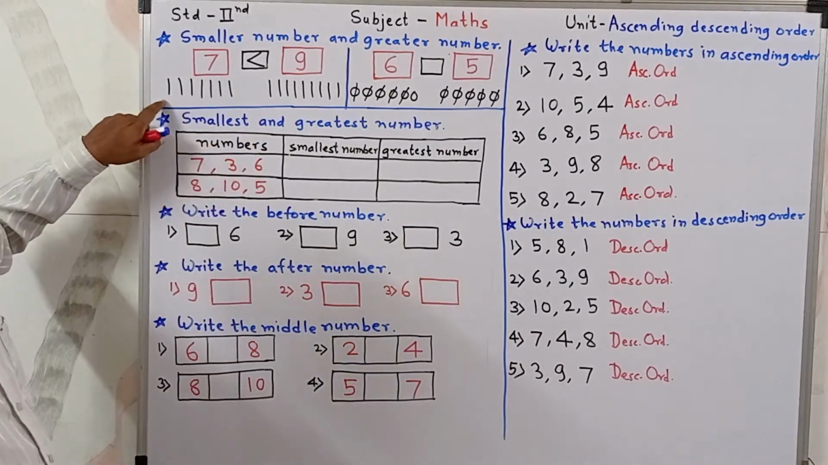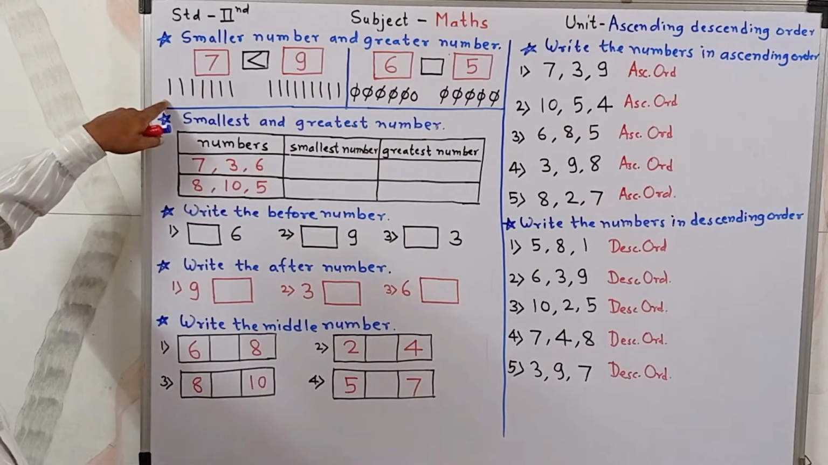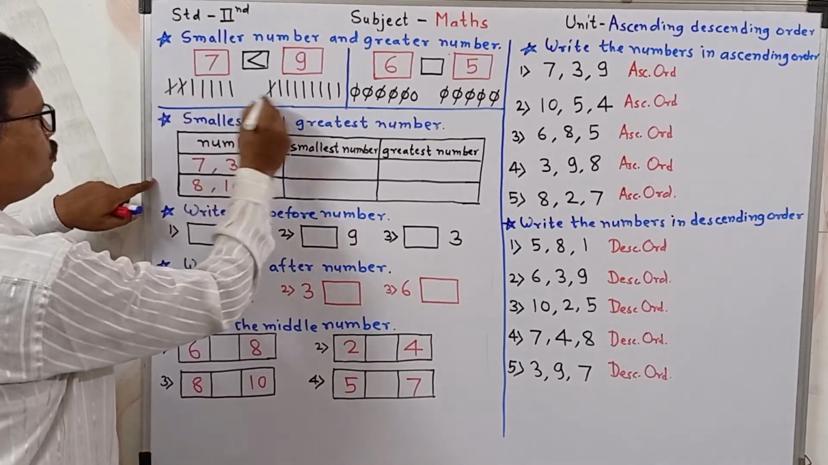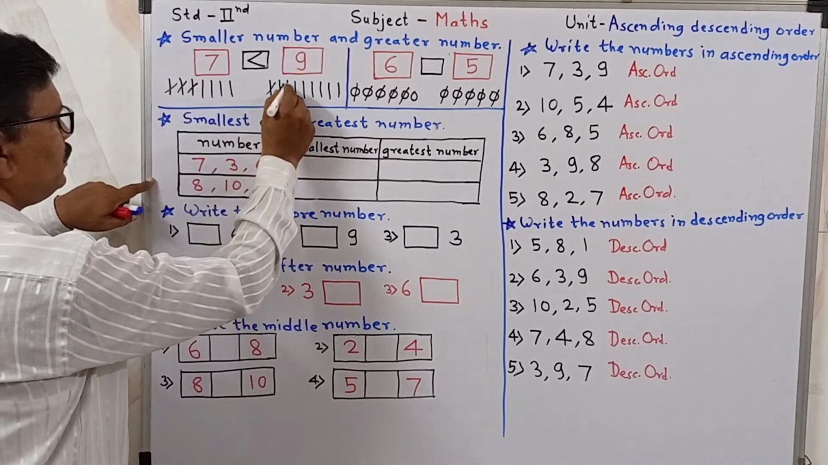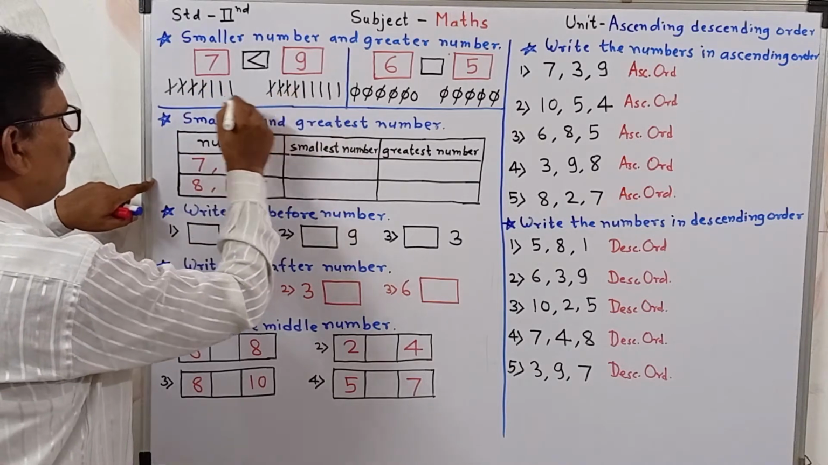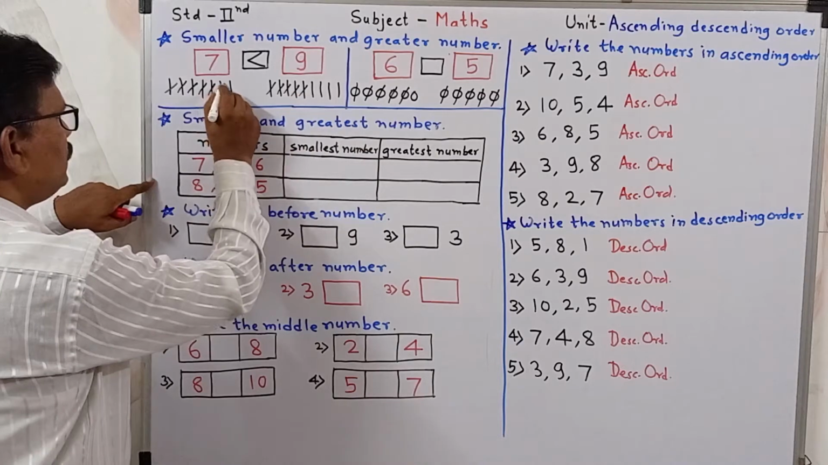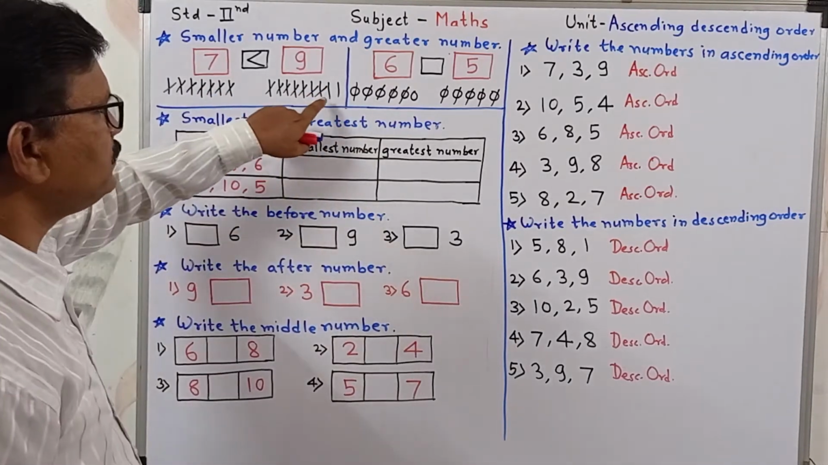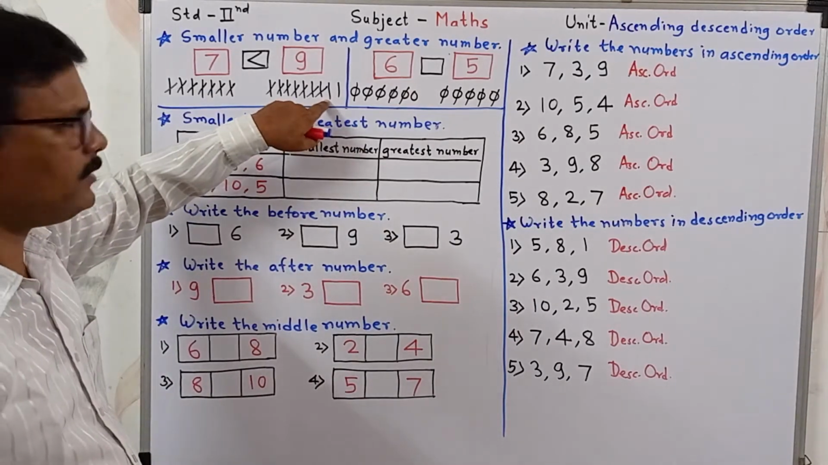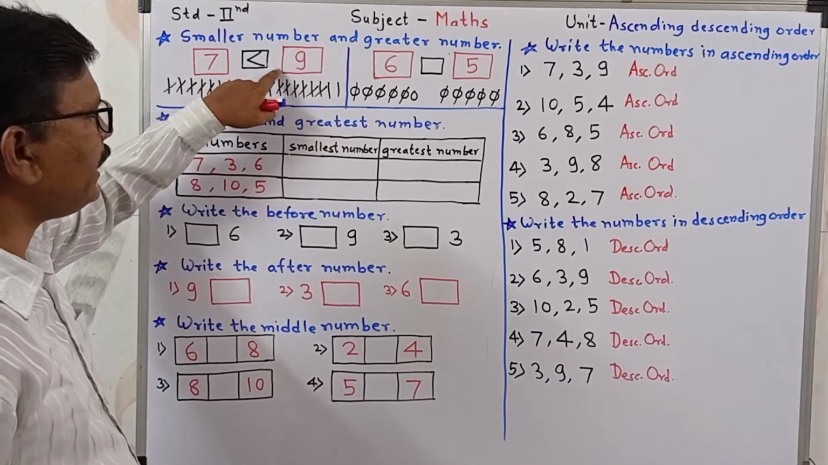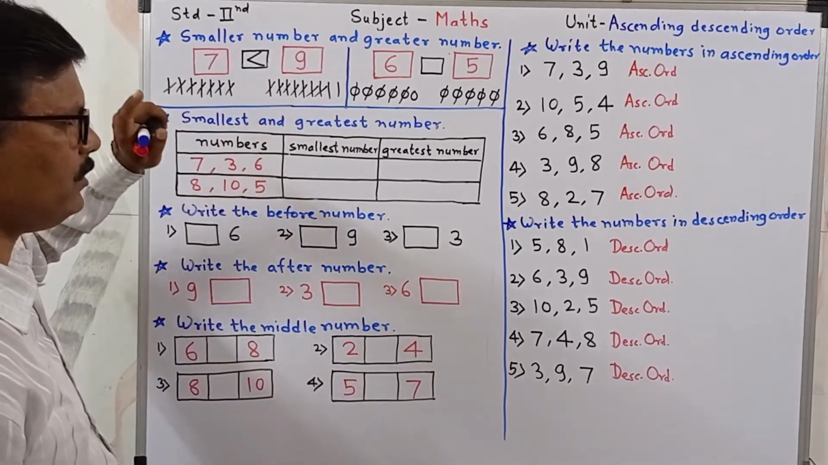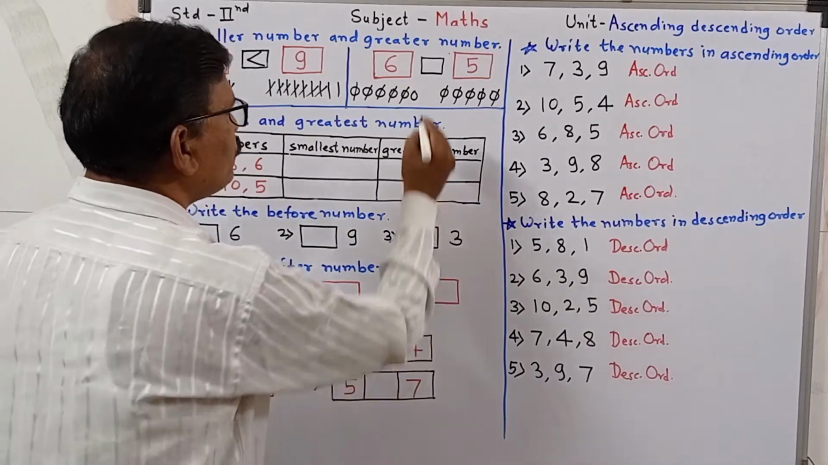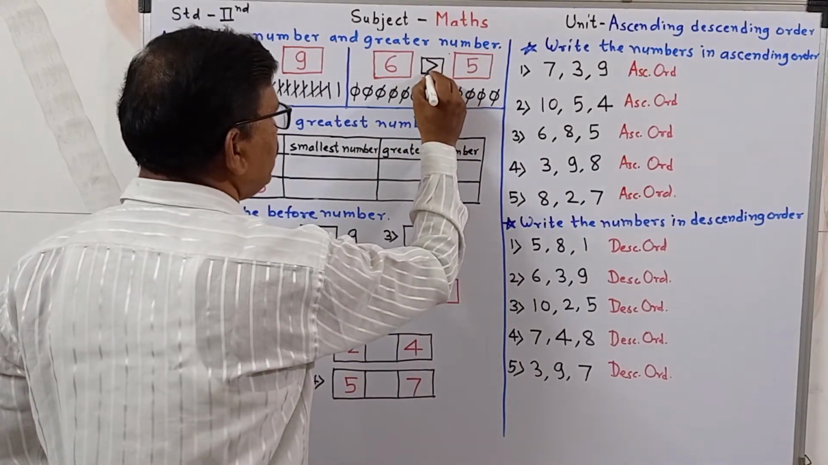We can do this same method. 1, 1, 2, 2, 3, 3, 4, 4, 5, 5, 6, 6, 7, 7. There are 2 lines remain here. So 9 is greater than 7. Okay. And here 6 is greater than 5. So we can draw this sign here.